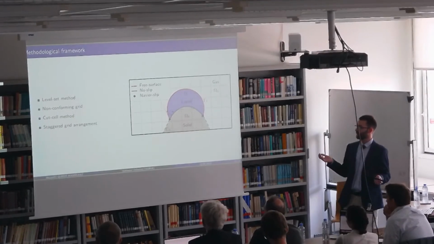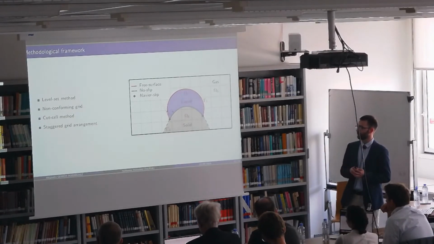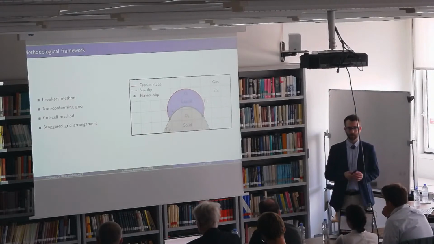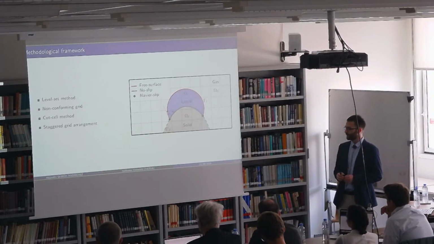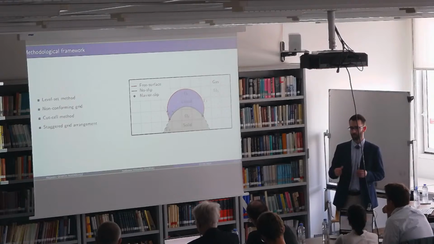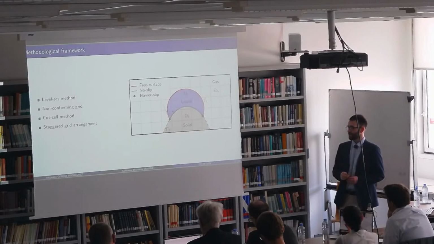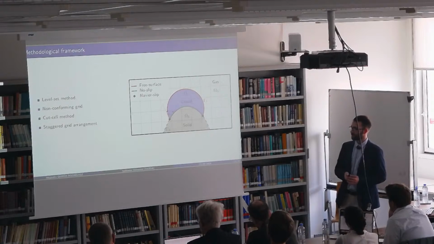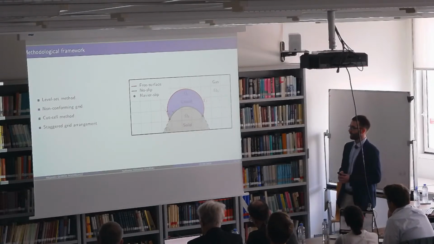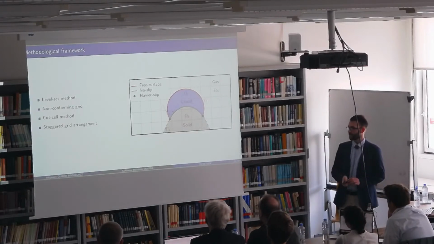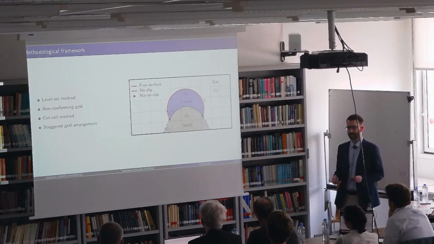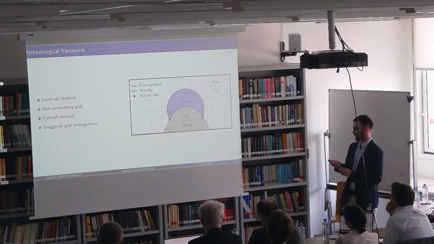So as a summary, in our numerical solver, we decided to use the level set method, mostly due to its simplicity in the implementation, so we could focus on other parts of the solver. We decided to use non-conforming grids, so the mesh generation procedure is not expensive. We impose the boundary conditions using the cut cell method. And finally, we use a staggered grid arrangement in order to conserve the different physical quantities that I mentioned before.